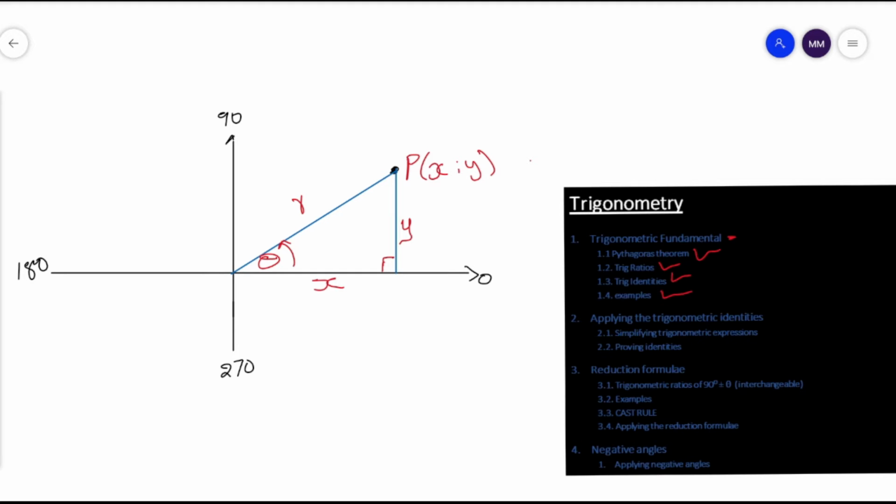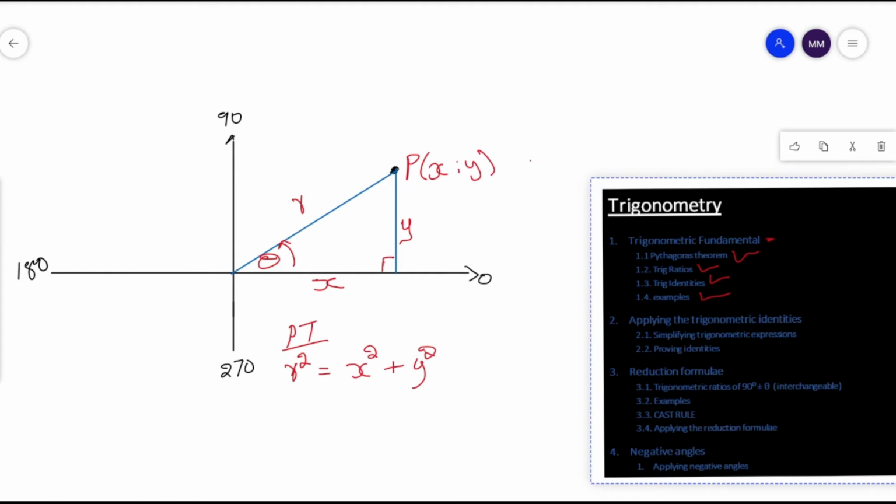So what the Pythagoras theorem states in mathematical form is that the square of the hypotenuse is equal to the sum of the squares of each side. Meaning the sum of the square of X and the square of Y. So in essence, that's what Pythagoras means. Okay, so right, let's move on to look at the trig ratios.